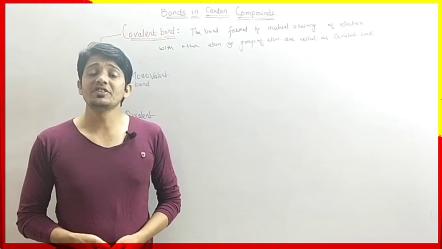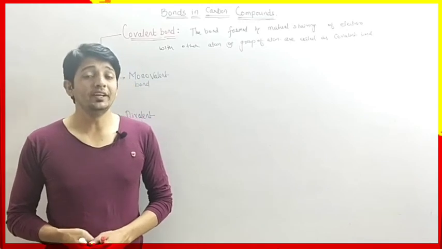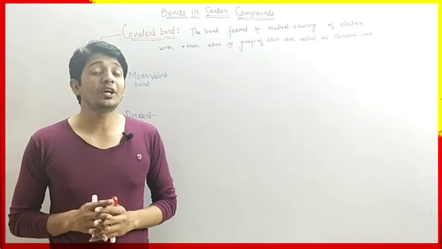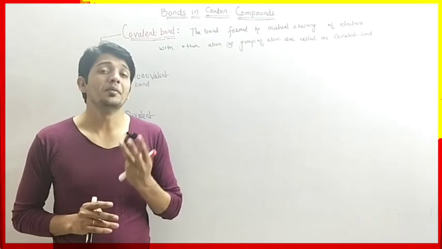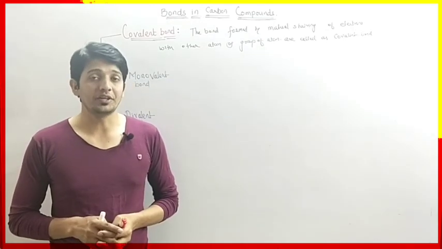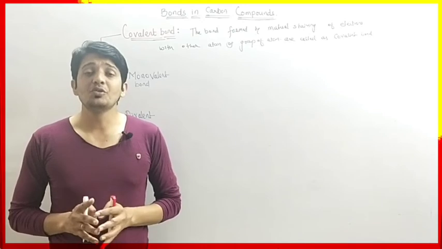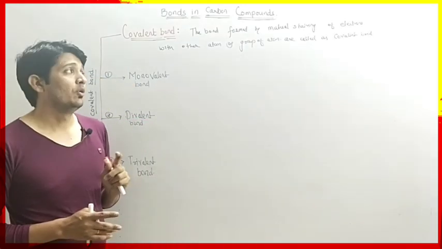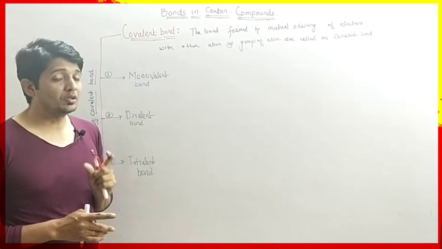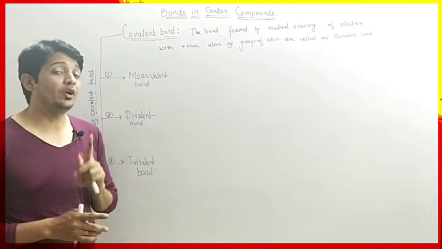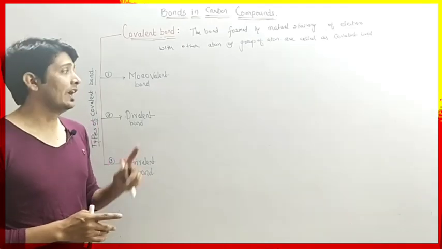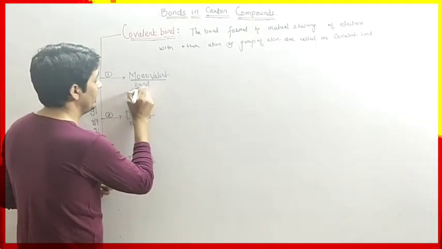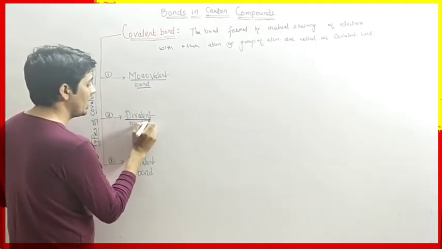Now we are going to understand the types of covalent bond. On the basis of sharing of electron pair, we have 3 main types of covalent bond. First is monovalent bond. Mono means one. The bonds which are formed by sharing only one pair of electron are called monovalent bond. Then we have divalent bond.